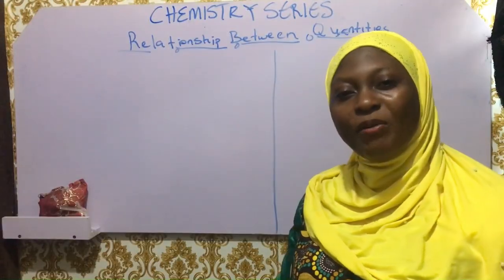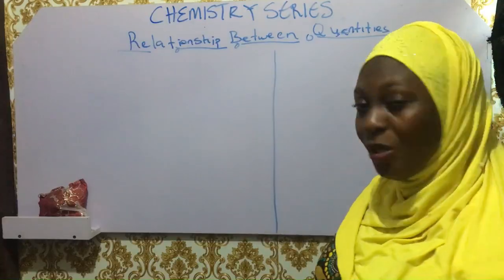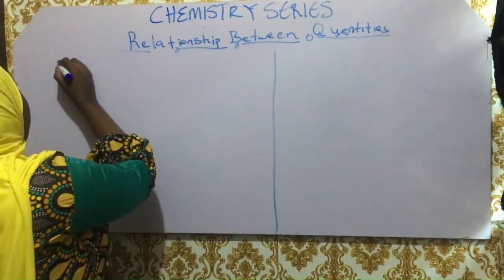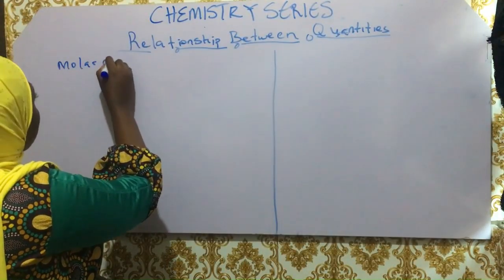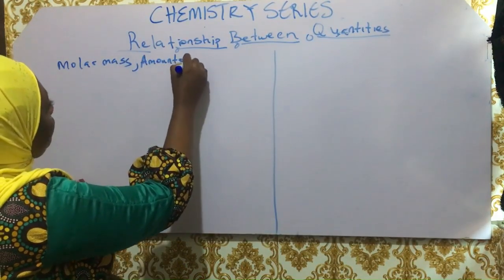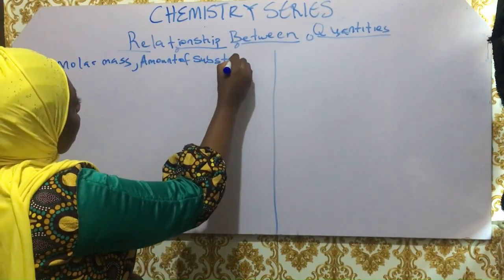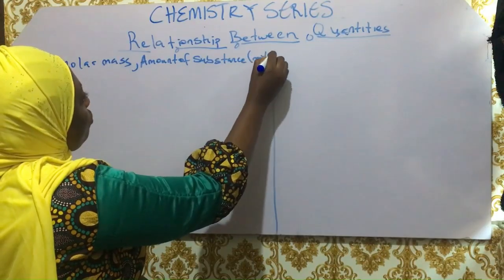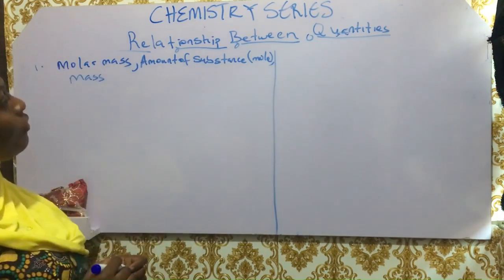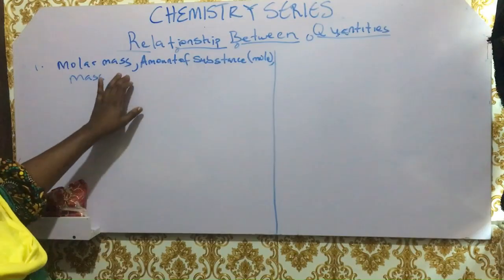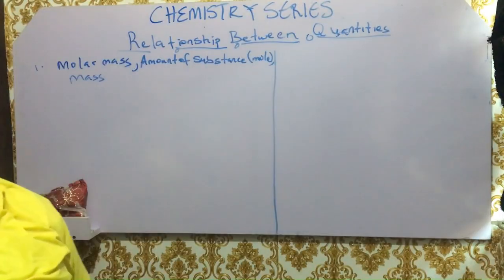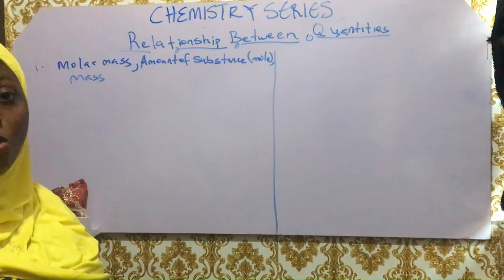In this class, we are going to be learning about the relationship between quantities. The quantities we are going to be talking about first are molar mass, amount of substance, also known as mole, and mass. We are going to be talking about the relationship between these three quantities.